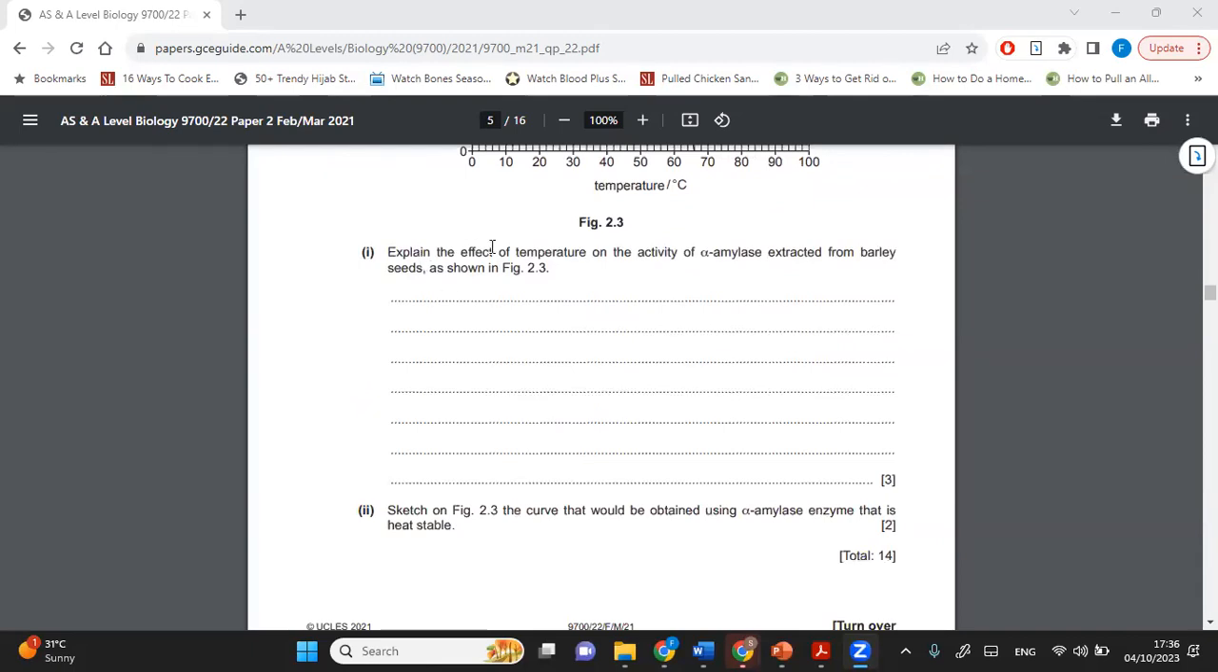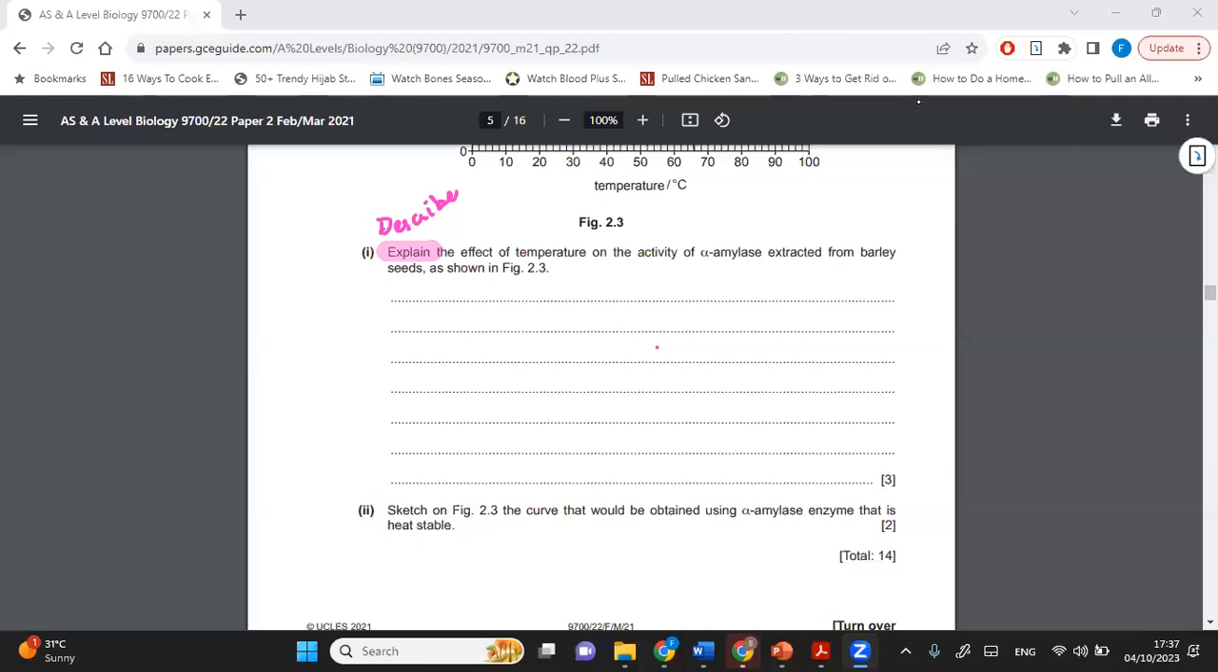Question says, explain the effect of temperature on the activity of alpha amylase extracted from barley seeds as shown in figure 2.3. Okay, in these types of questions, you will see two types of terms. You will either see that they have given you a graph, and after giving you a graph, they have written either the term explain or the term describe. If they say describe the effect, that is relatively easier because they just want you to describe the graph. Whenever they use the term describe the effect or describe the graph, all they want you to do is talk about the graph.